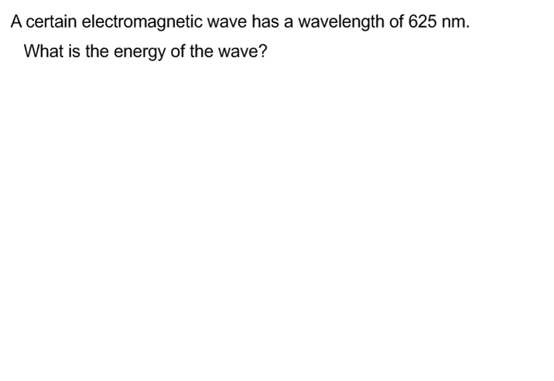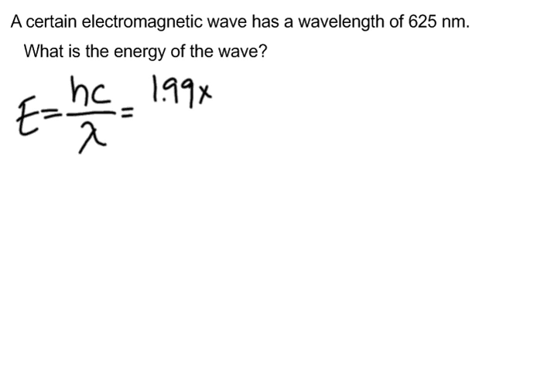All right, so a certain electromagnetic wave has a wavelength of 625 nanometers. What is the energy of that wave? Remember, the photons are what are moving in waves, so if you say wave or you say photon, it means roughly the same thing. Energy is equal to Planck's constant times the speed of light over lambda. That means it's 1.99 times 10 to the negative 25th joule meters divided by the wavelength.